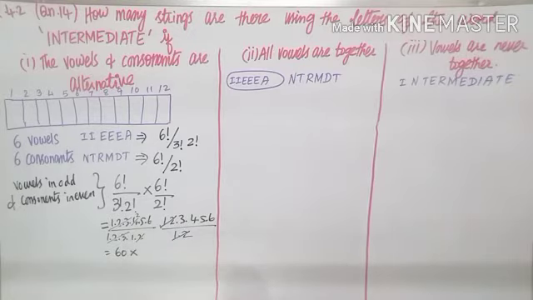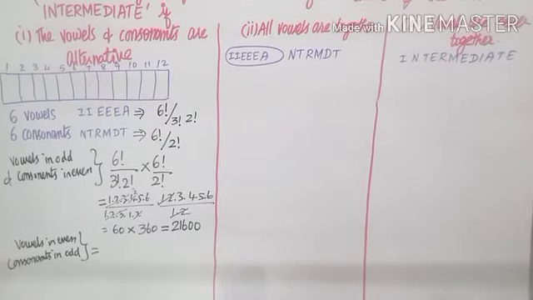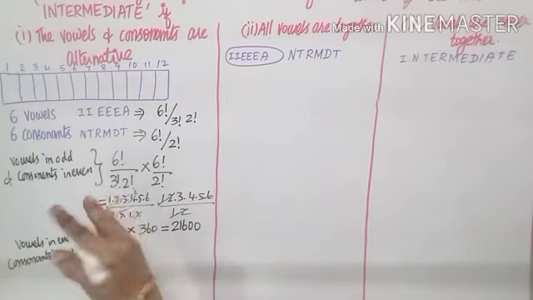So it is 3 into 6 together, it is 21600. Vowels in even places and consonants in odd places. This is also correct because our question is alternative. So if I change vowels in even and consonants in odd, the same argument, I get 21600 because I will multiply like this.